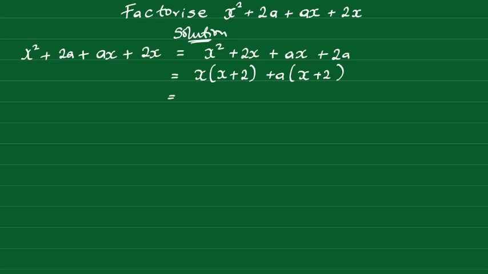This ends up giving us bracket open, x plus 2, bracket close, bracket open, x plus a, bracket close. Therefore, our answer to this question is bracket open x plus 2 bracket close, bracket open x plus a bracket close. Thank you.